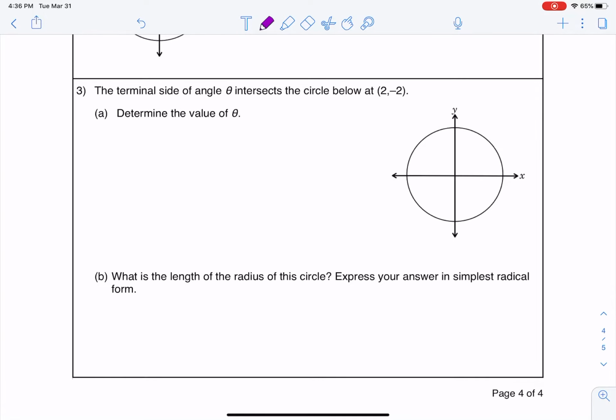And for question 3, plot that point, 2, -2, and decide what that tells me about theta. Look back at the example.